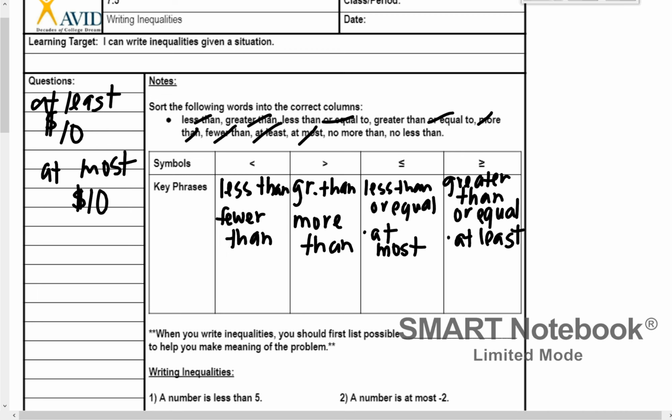Okay, then we have no more than. If I have no more than $10 in my pocket, that means I could have $10 or I could have less. Okay, and then if I have no less than $10, that means I could have $10, but I have no less than $10. So then it would be greater than or equal to.